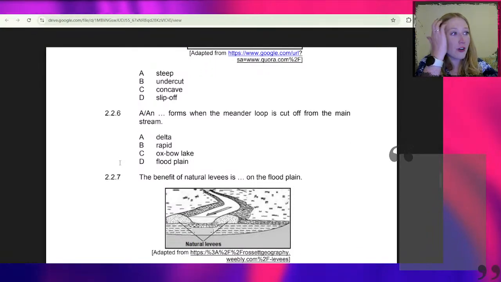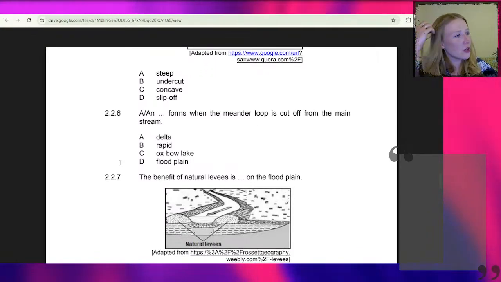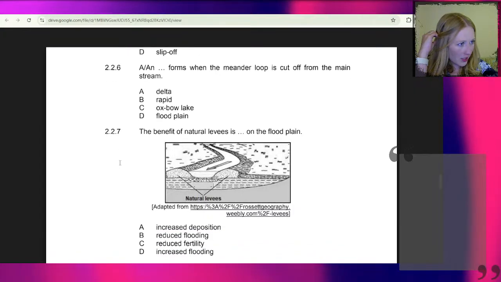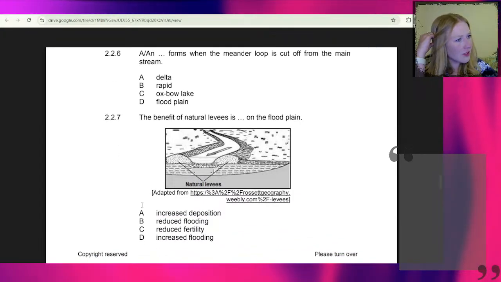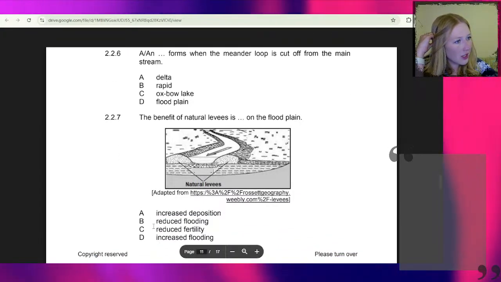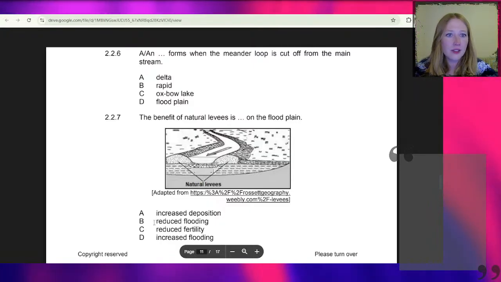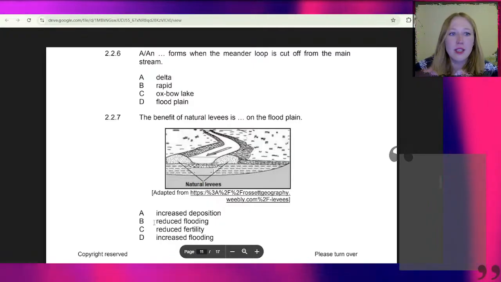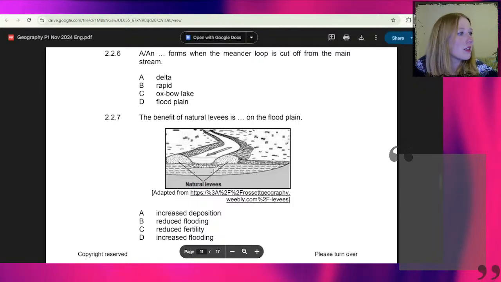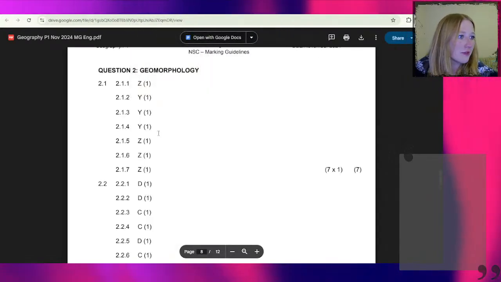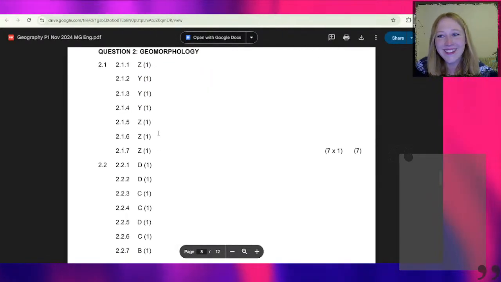The benefit of natural levees on the floodplains is what? Reduced flooding. Definitely reduced flooding. That keeps the water actually in the channel. So B. B, yay!